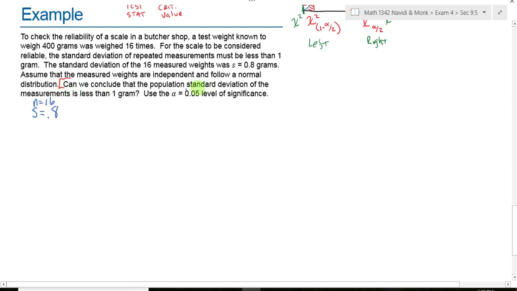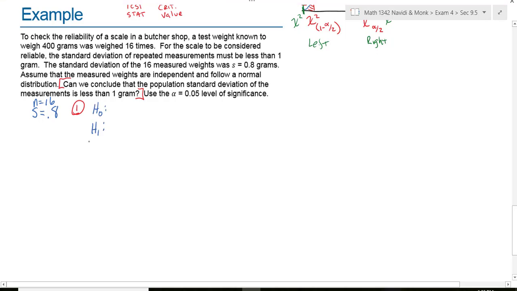Here's the last and most important statement, because you'll be able to write your null hypothesis and state your conclusion all from this last sentence. Can we conclude that the population standard deviation of the measurements is less than 1 gram? That's what we want to answer. We use this information to write our null and alternative hypotheses.